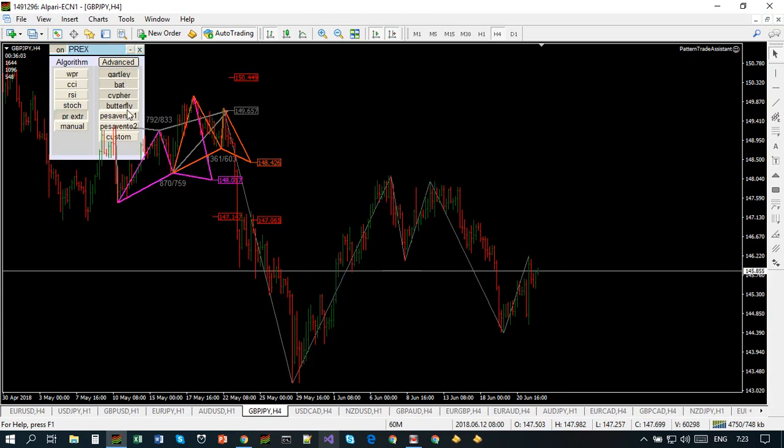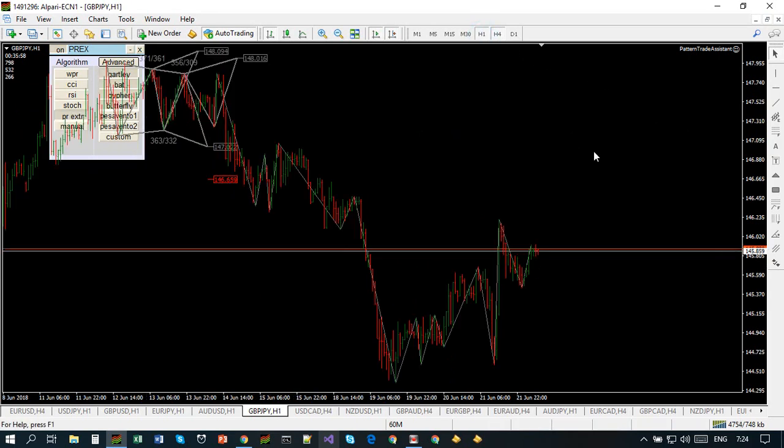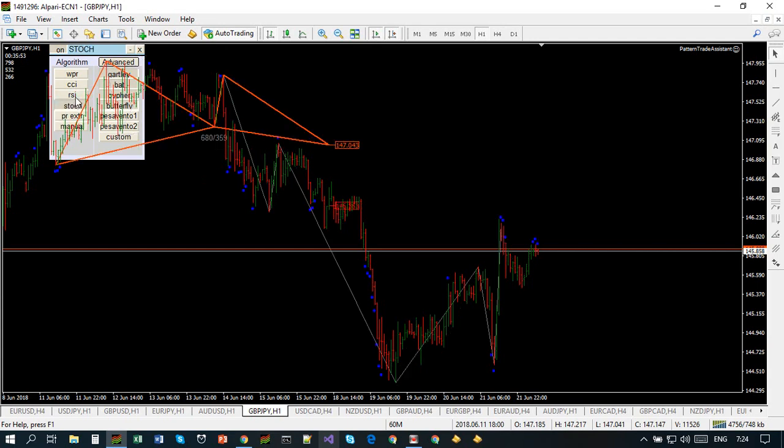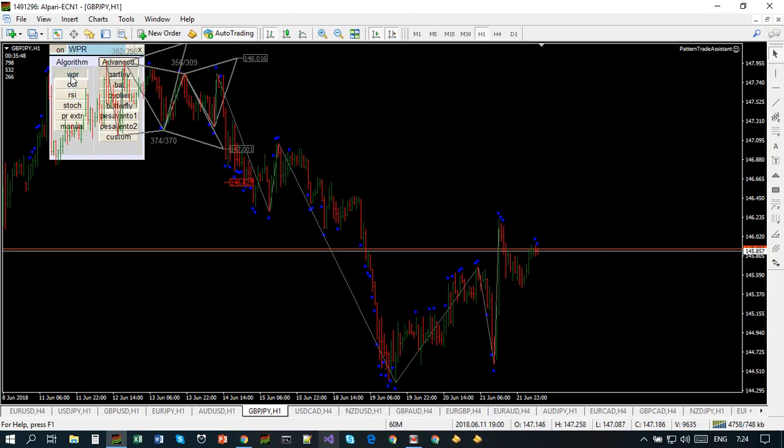Let me switch it back to advanced approach. And what is the 1 hour time frame? The 1 hour time frame says this: stochastic, RSI, commodity channel index, and %R range. Nothing is setting up. Let us switch to harmonic approach.